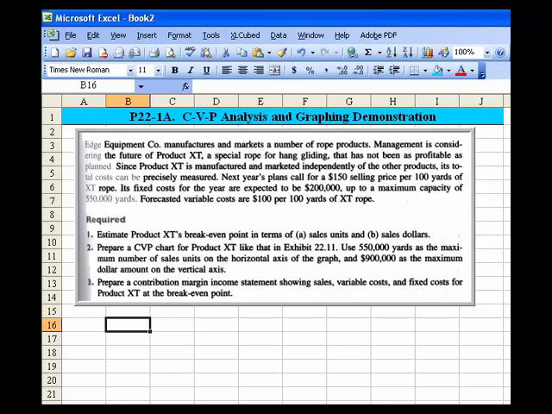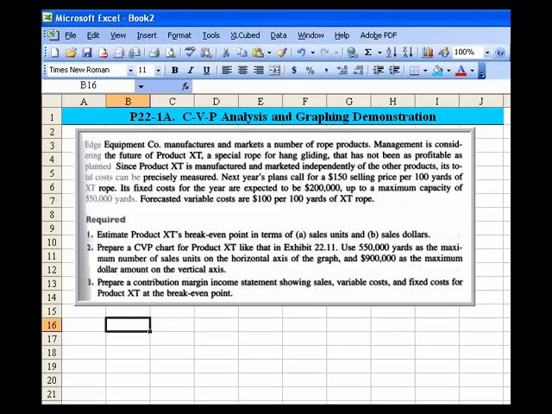Okay, let's take a look at problem 22-1A, which deals with a CVP analysis and graphing problem. In this one, we have Edge Equipment Company, a manufacturer and marketer of a number of rope products. Management is considering the future of product XT, a special rope for hang gliding, and it's not been as profitable as planned. Since product XT is manufactured and marketed independently of the other products, its total cost can be precisely measured.